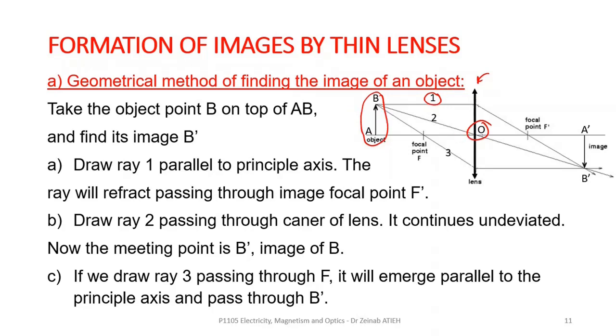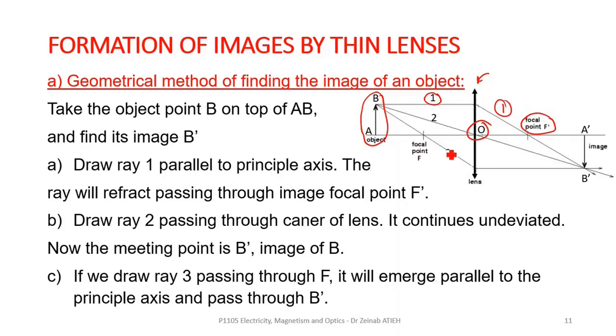We have drawn one parallel to the principal axis. So it will converge. And when it converges, you can see that it passes through F prime. We know by the definition of F prime that every ray coming parallel to the principal axis will pass through the focal point F prime, will pass through the image focus. So it comes parallel and goes down to the image focus. So we drew the first ray, ray 1. This is the ray 1.